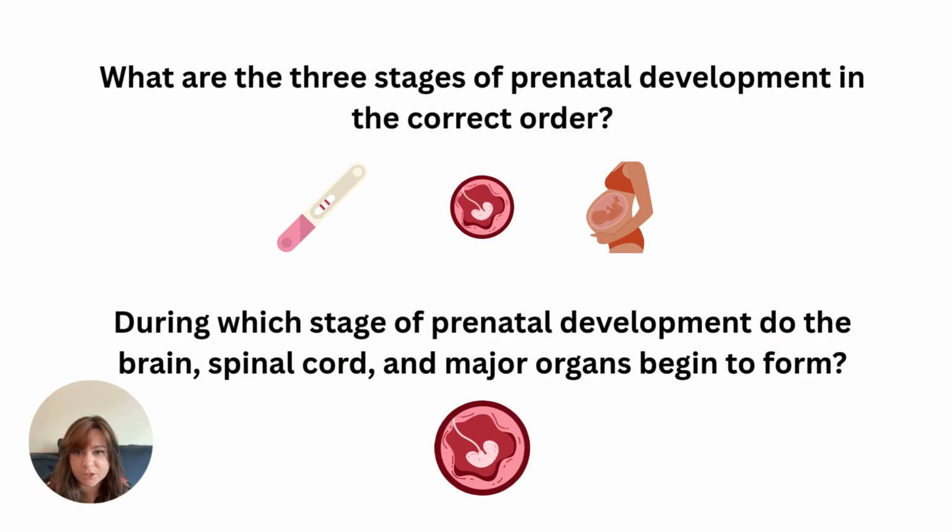So, here are some questions. What are the 3 stages of prenatal development in the correct order? We have the germinal stage, we have the embryonic, and then we have the fetal stage. During which stage of prenatal development do the brain, spinal cord, and major organs begin to form? This is going to happen at the second stage, which is called the embryonic stage.